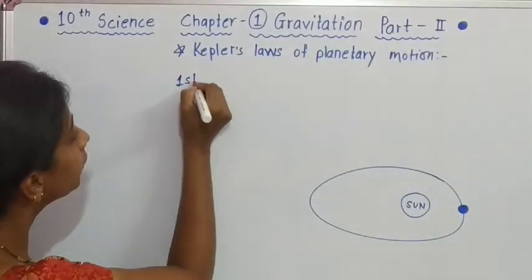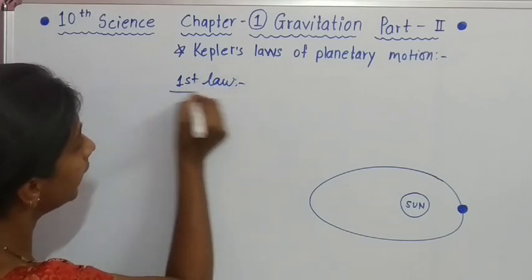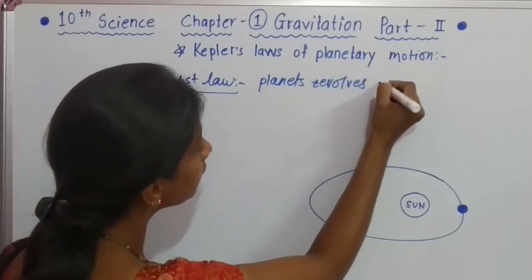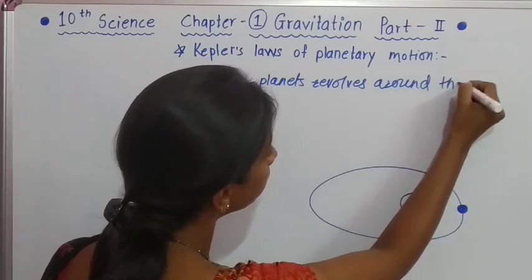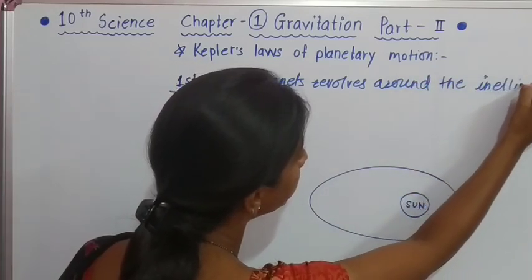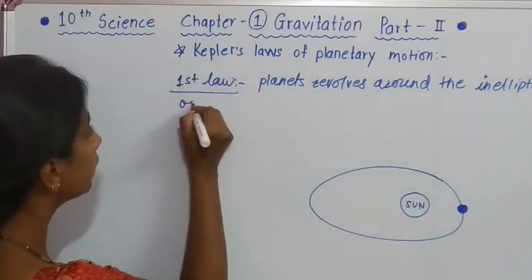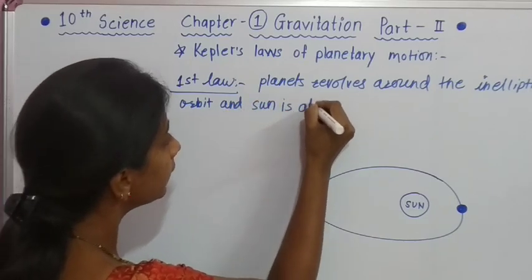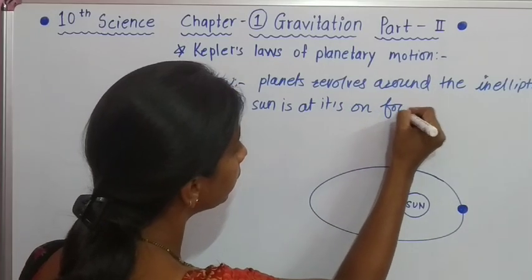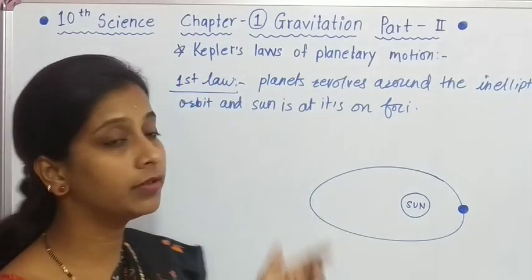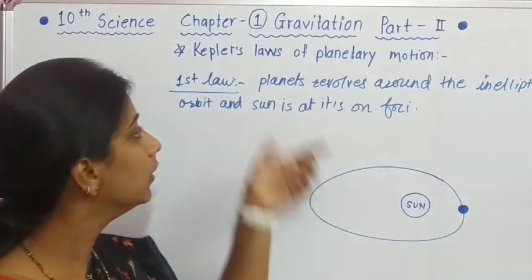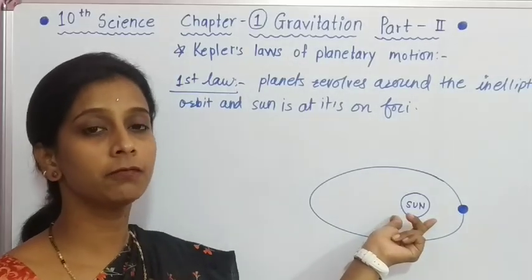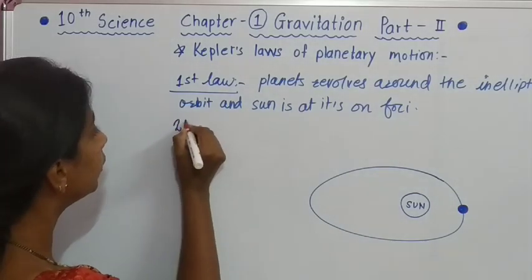So the first law of Kepler states that planets revolve around the Sun in an elliptical orbit and the Sun is present at one of its foci. Okay, so this is the first law of Kepler's planetary motion. Planets revolving around the Sun in an elliptical orbit and the Sun is present at one of its foci. Okay, now come to the second law of planetary motion.